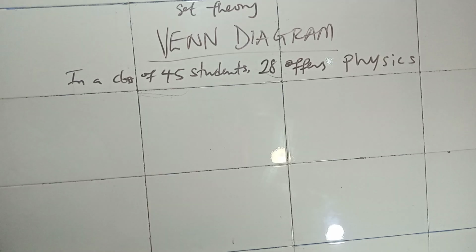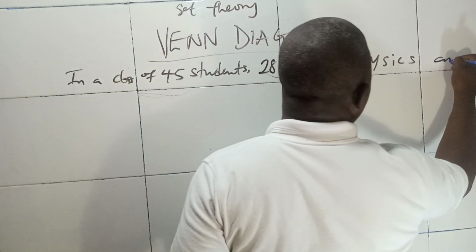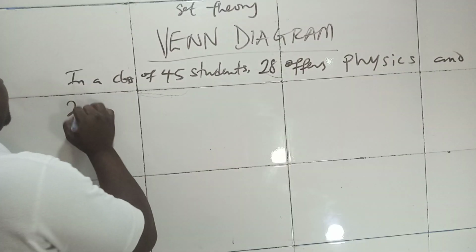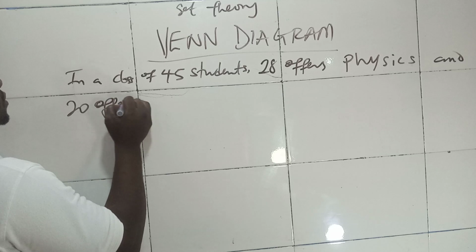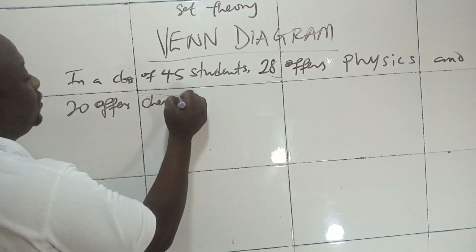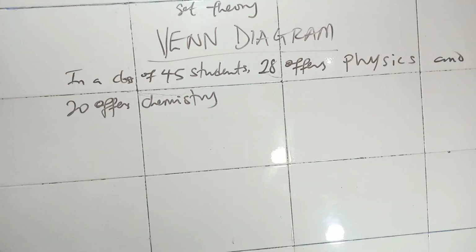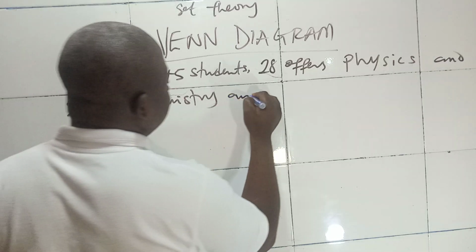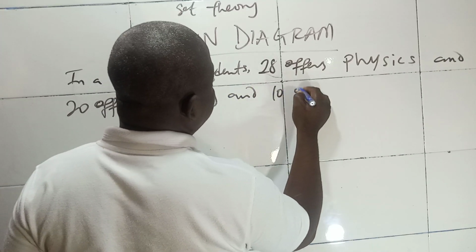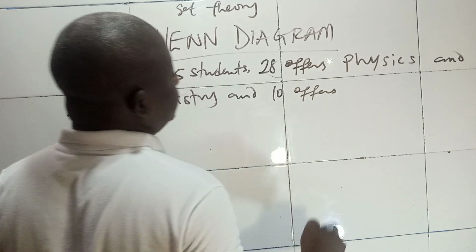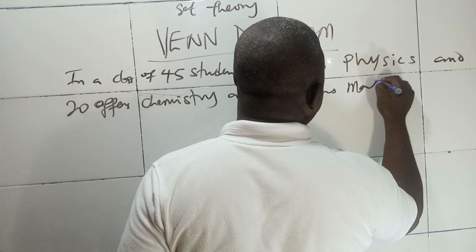And let's say 20 offer chemistry. I want to believe everybody is following my explanation. And 10 offer mathematics.